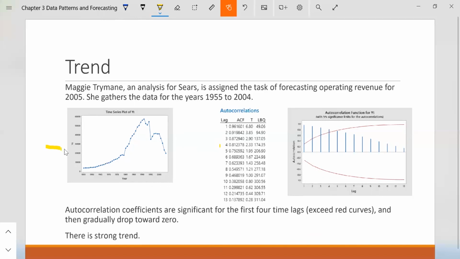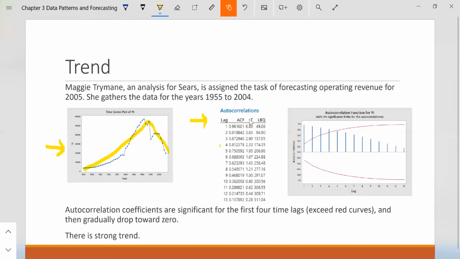Therefore, let's jump to the time series plot right away. These are yearly data, and therefore we won't observe seasonality. We do observe a trend though. Before around 1992, we see an upward trend. However, after 1992, we see a downward trend. Now next, moving to autocorrelations.